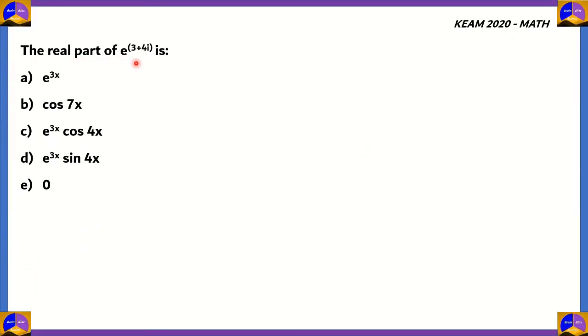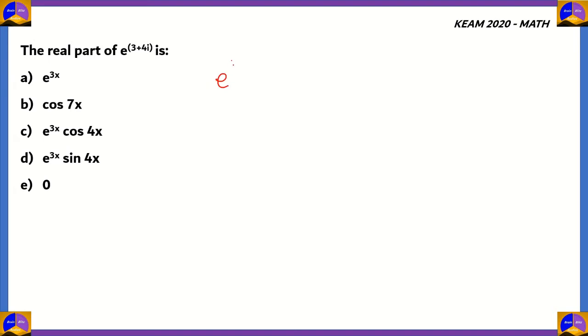The real part of e raised to 3 plus 4i is it e raised to 3x cos 7x, e raised to 3x cos 4x, or e raised to 3x sine 4x, or is it 0? So basically we're dealing with complex numbers here. So we have a complex number 3 plus 4i, present as an exponent of the exponential function, which is e. So how do we solve this question?